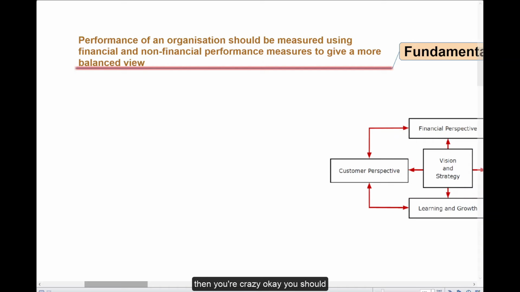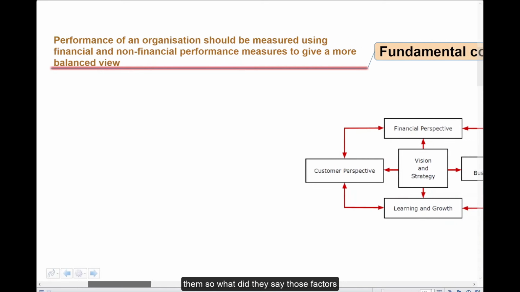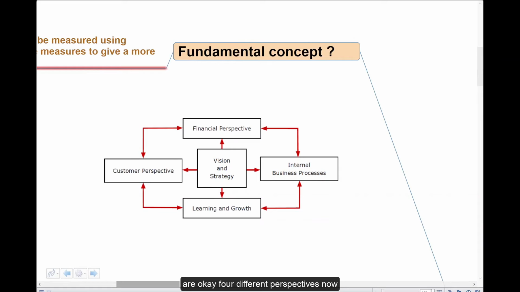Okay, you should consider other areas, because in today's modern business world, so many factors affect sales, affect revenue, affect profit. You need to consider them. So what did they say those factors are? Okay, 4 different perspectives. Now, before we discuss each of the 4 perspectives, look right in the middle.